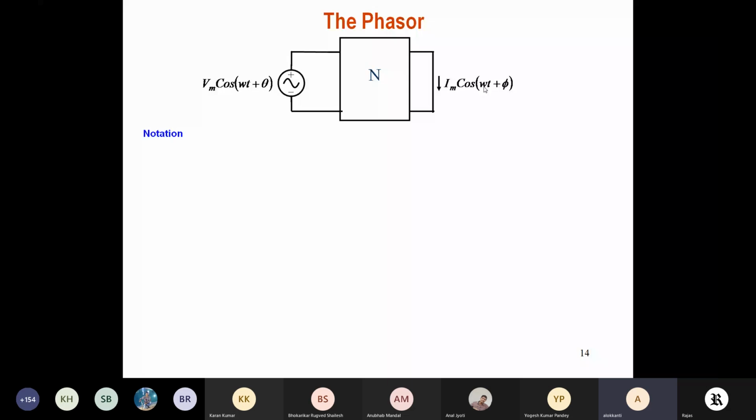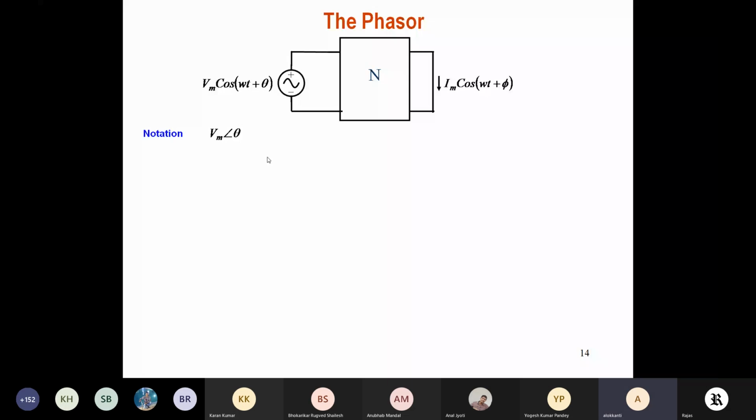Hello, can you hear me? Yes, sir. You see, when we represent phasors, it is just sufficient to remember the magnitude as well as the phase, because both are having the same omega. So the phasors are represented by this form, Vm angle theta. This is the notation. We will be soon using this notation.